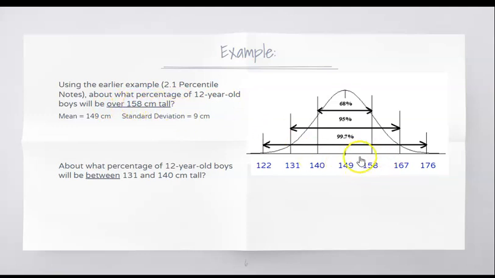Now, the question says, about what percentage of 12-year-old boys will be over 158 centimeters tall? Well, there's 158 right here. So over that means I'm going to the right. So I'm looking for this area over here. So how can I think about this?